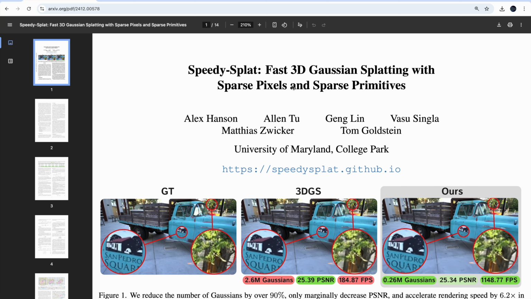Welcome. In this video, we're going to cover the great Speedy-Splat paper. That's a paper that makes 3D Gaussian splatting much faster while retaining the quality. There is no loss of quality or almost no loss, and you get much faster 3D Gaussian splatting. So that's a very nice paper. In this video, we're going to do a paper walkthrough.